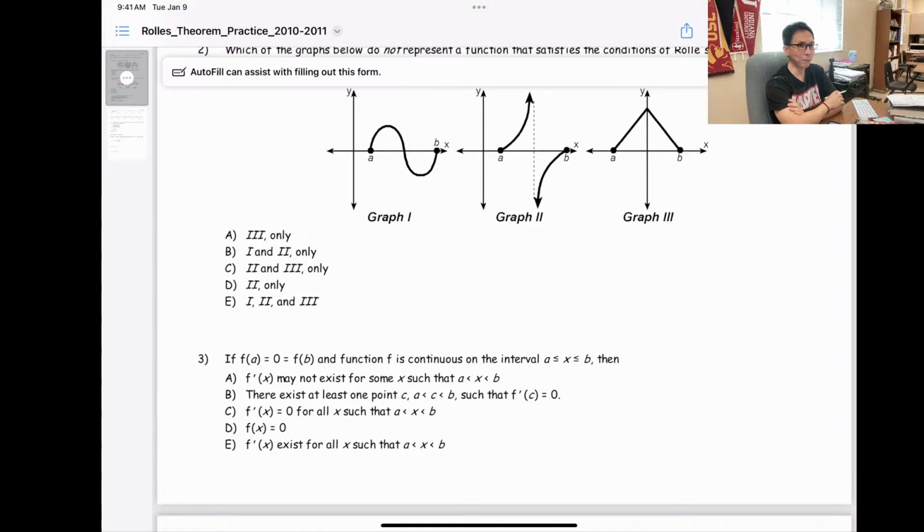So A, they say f prime of x may not exist for some x such as a and b. That's true because it may not. It's more inclusive, right? It may be differentiable, but it may not, because they never say the whole thing is differentiable. Then B, there is at least one point c between a and b such that f prime of c is equal to 0. Hey, that's Rolle's theorem, but it turns out it never qualified for Rolle's theorem. That's why everybody picked B, because you think that's Rolle's theorem, but it's not, because it didn't qualify for it.